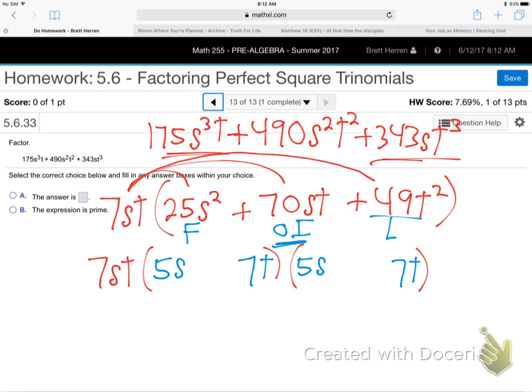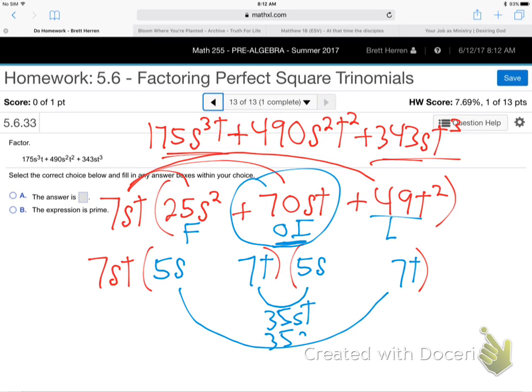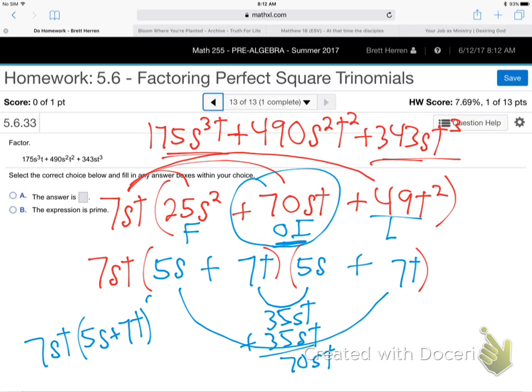Yeah, because of the OI, the inner, 5 times 7, 35ST. And the outer, 5 times 7, 35ST. Add them up, 70ST. That's correct. Everything's plus, plus and plus. That's the same thing twice, identical twins. So we go, okay, 7ST and 5S plus 7T squared, because it's 2 of them. And there we go.